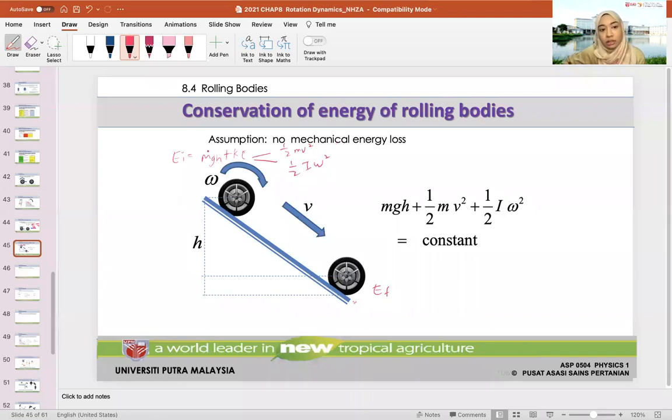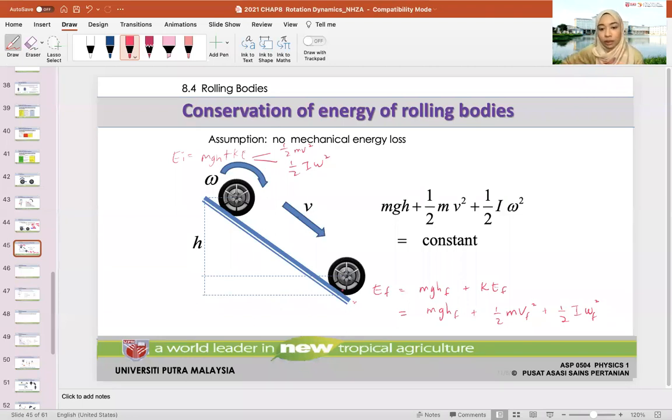You can write your equation as mgh plus ke still, but when you're expanding it, you have to take into consideration that it has the rotational part to it. So your kinetic energy has to have 1 over 2 I omega squared. Same for E final, you would have your mgh final plus ke final. When you expand it, it becomes mgh final plus 1 over 2 mv final squared plus 1 over 2 I omega final squared.